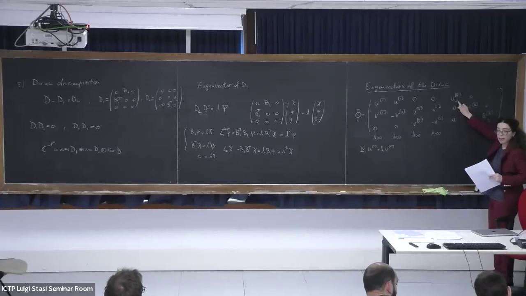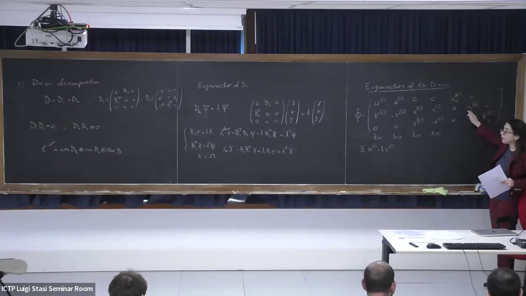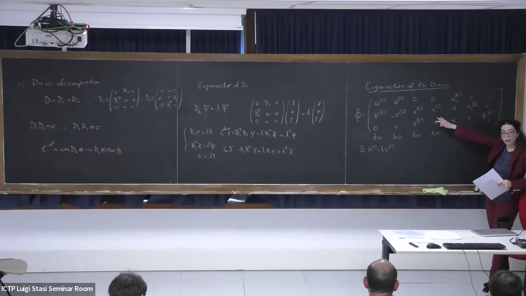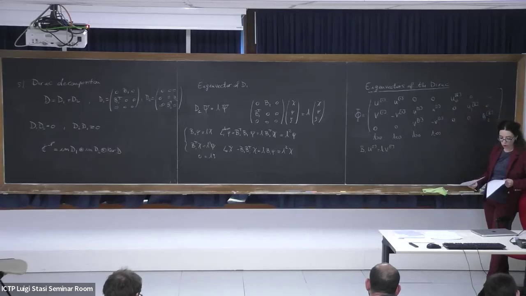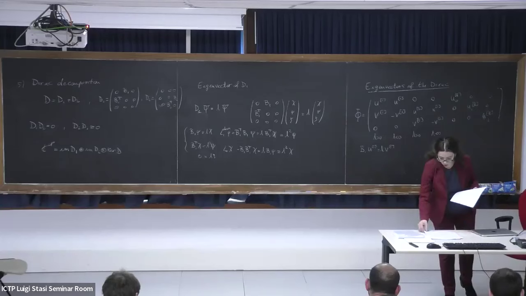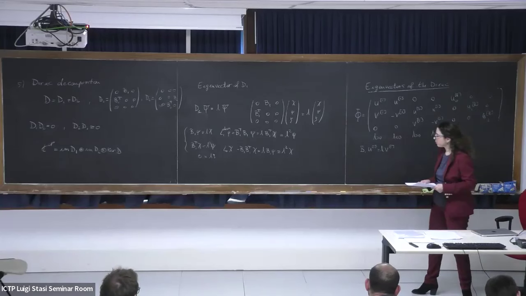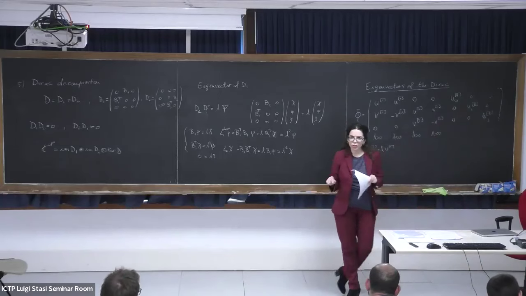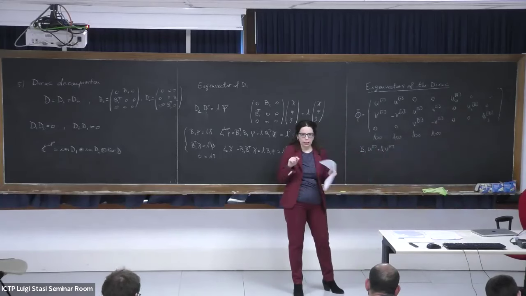And these are as many as the Betti 0, these are as many as the Betti 1, and these are as many as the Betti 2. So you see that there is this nice, beautiful symmetry, but only for the non-zero eigenvector of the Dirac operator associated to the non-zero eigenvalue. Okay, so this is a nice time if you have a question, comment, or things you want to clarify.